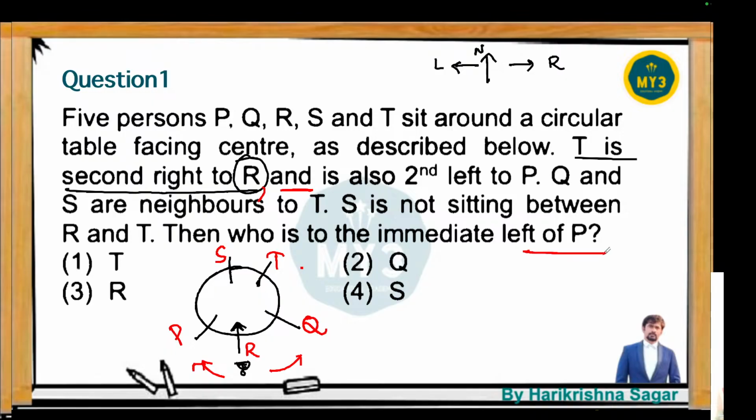So who is immediate left of P is the question. You can observe P is here, immediate left of P is S, available as 4, mark it as answer. So what is your task is just take those statements, put together and you will get the arrangement.